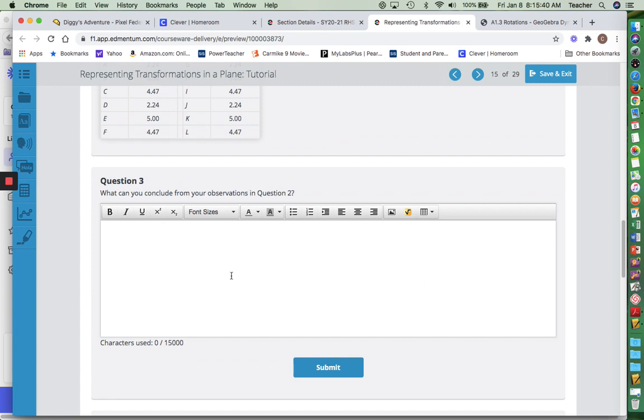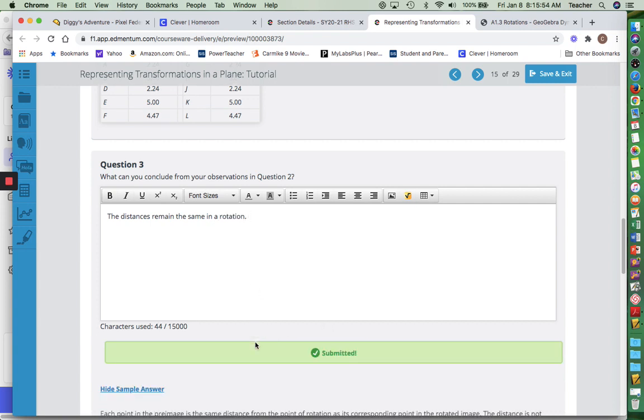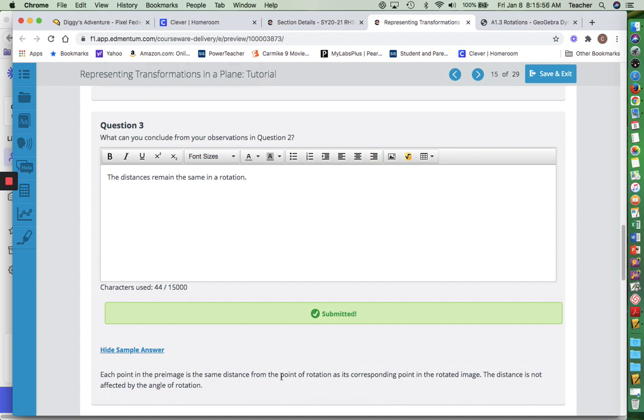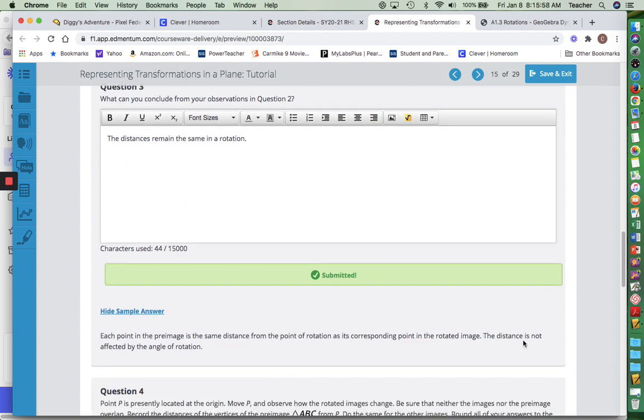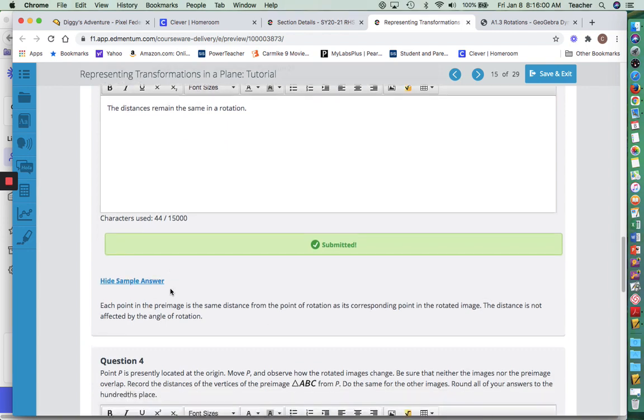Question 3. What can you conclude from your observations in question 2? Well, the distances remain the same in a rotation. Each point, pre-image, same distance. Look at that. Same distance. Distance is not affected by the angle of rotation.